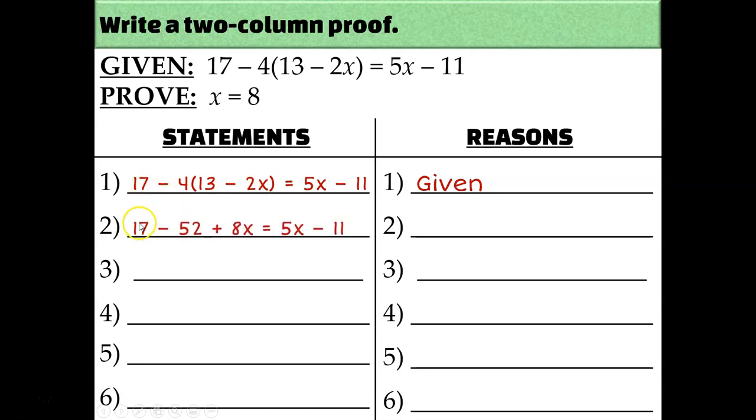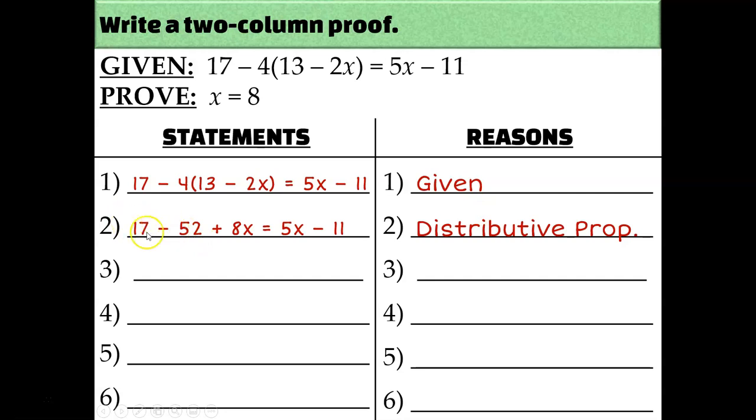So for now I'm just going to copy down 17, that part doesn't change, and then I'm going to multiply negative 4 by 13, that's negative 52, and negative 4 times negative 2x, that's positive 8x, right? Because that's a negative times a negative. So be really careful when you're using the distributive property in the middle of an equation like this. A lot of students forget the negative in front of the 4, and that becomes a minus 8x, and then you get a wrong answer. It is negative 4 that we're distributing, so just be careful with your signs. And then on the right-hand side, I just copy down 5x minus 11, because nothing changed about that yet. So what's my reason? Why was I able to do this? Your reason is the distributive property.